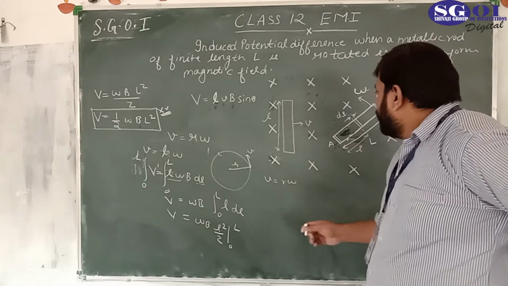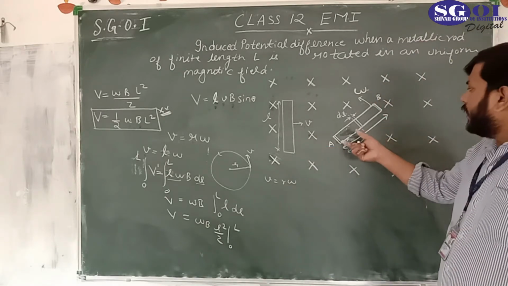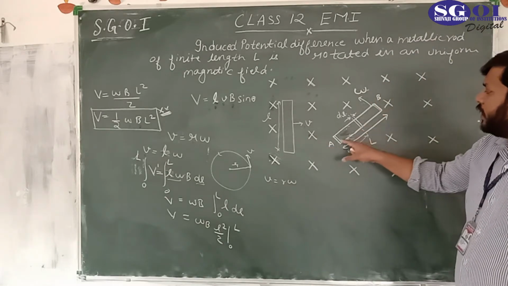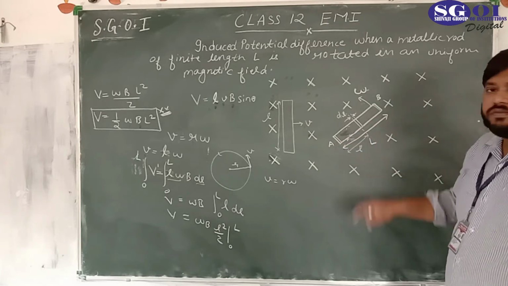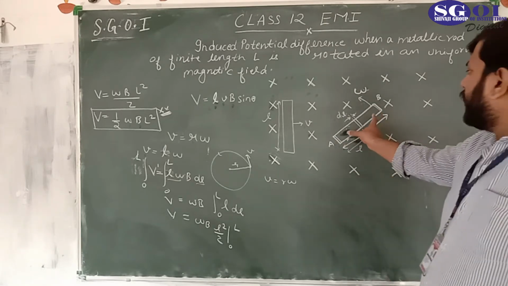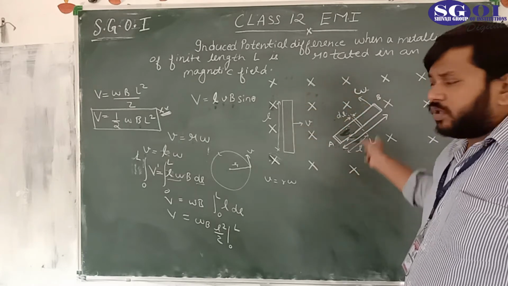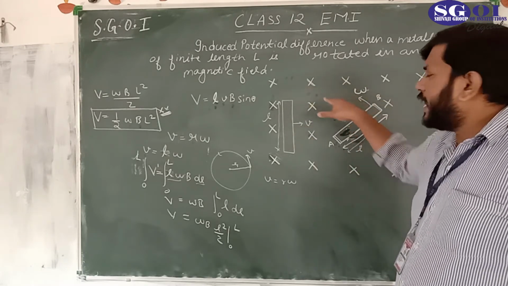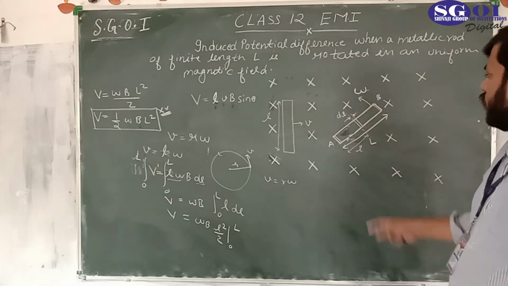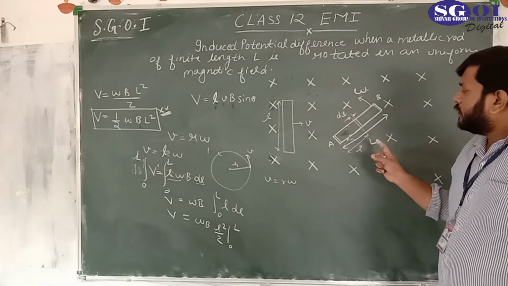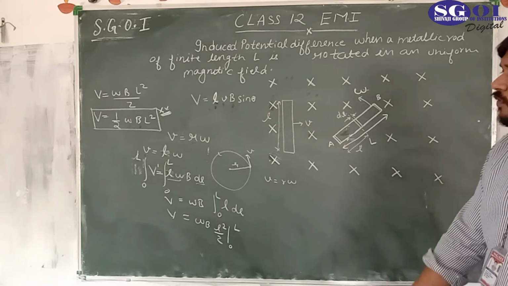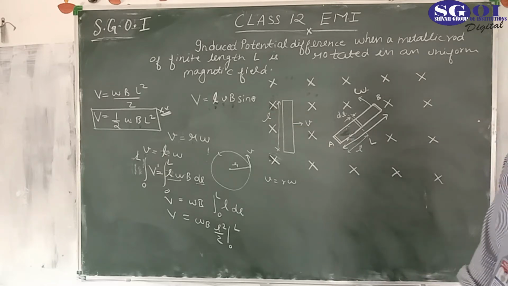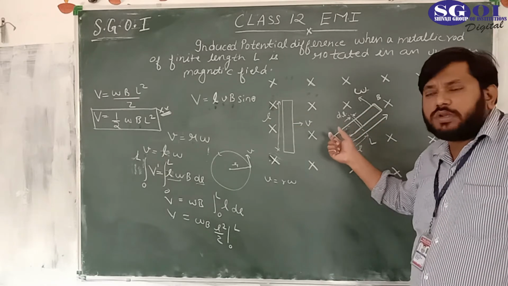In that derivation, we have found the potential difference across the ends of the metallic conductor when this metallic conductor is being rotated in this uniform magnetic field, which you are seeing is directed normally into the blackboard. So when we rotate this, the potential difference would be 1 by 2 omega B L square. And what is the approach to do this particular derivation?